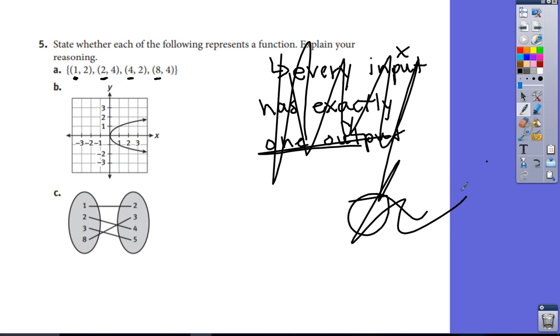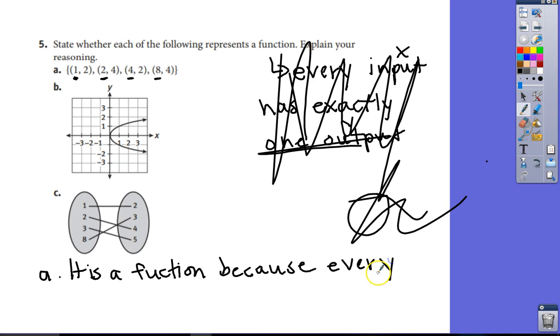All right, so for letter A, we'll just write it down here. It is a function because every input has one output. That's what we should have for letter A, because we see that none of our x's repeat. And as long as you write something there that describes why you think it's a function, you are good. All right? It's okay if you don't have the same thing as I do.